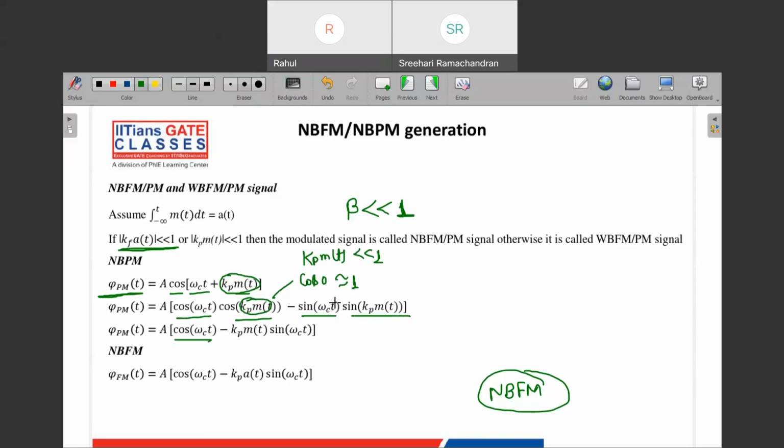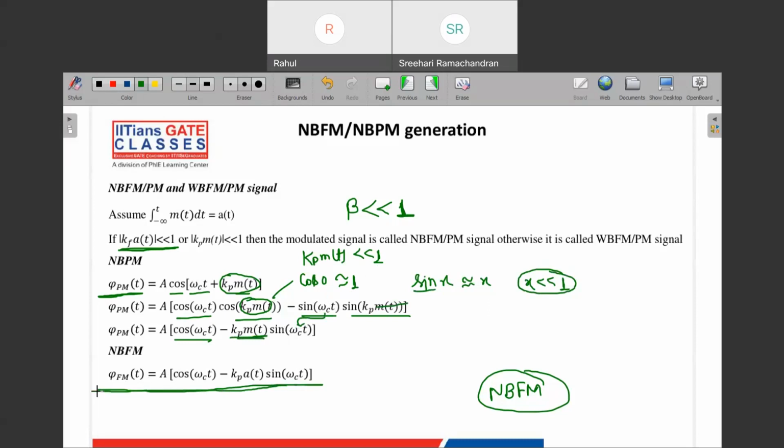For the second term, you have sin omega_c t and you have sin(k_p m(t)). If you remember, sin x you can simply write as x if x is much less than 1. This is from mathematics. Here k_p m(t) is much less than 1, so sin(k_p m(t)) you can approximate simply as k_p m(t) times sin omega_c t. So this is the narrowband FM signal.